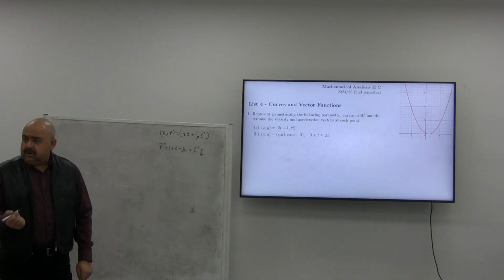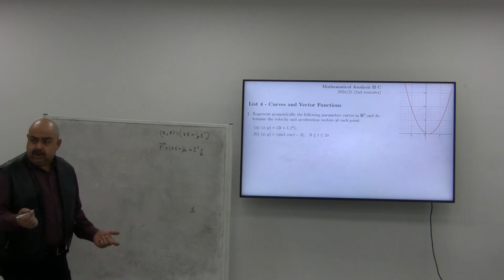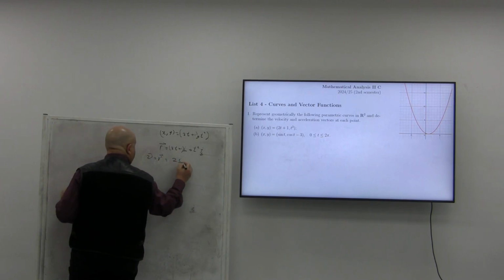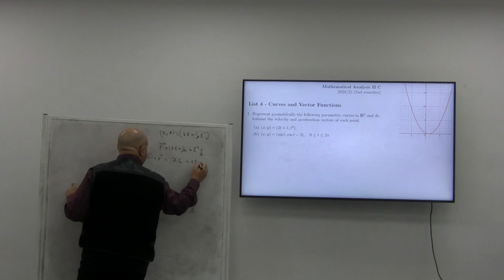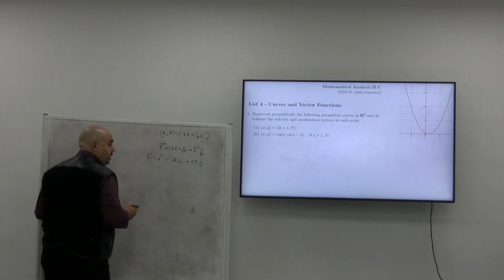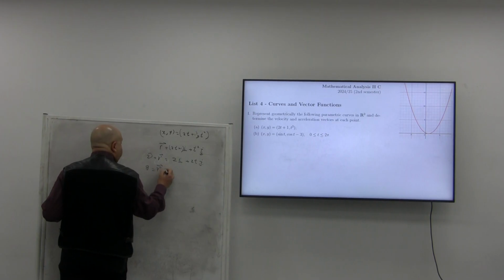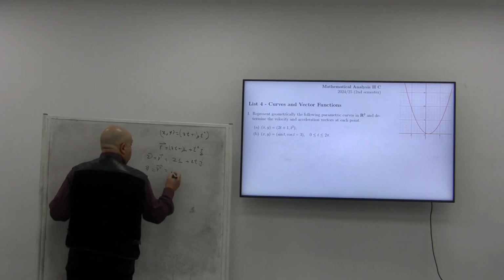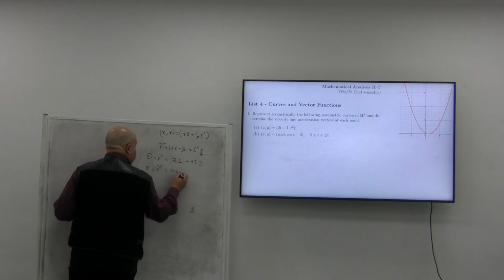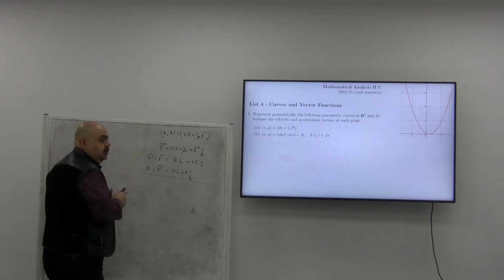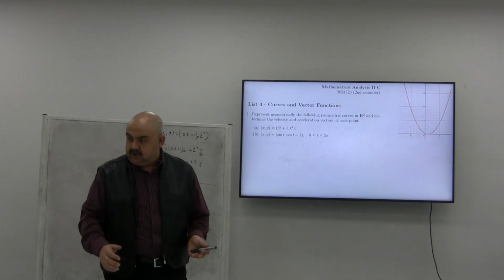Okay, I need the velocity, so all I have to do is get r dash. So the velocity is going to equal r dash, which is going to be 2 in the direction of i, plus 2t in the direction of j. If I want to get the acceleration, I will get the second derivative of this displacement, which is going to be 0 in the i direction, plus 2 in the j direction. And that's the shape of the acceleration that you will get from this function.